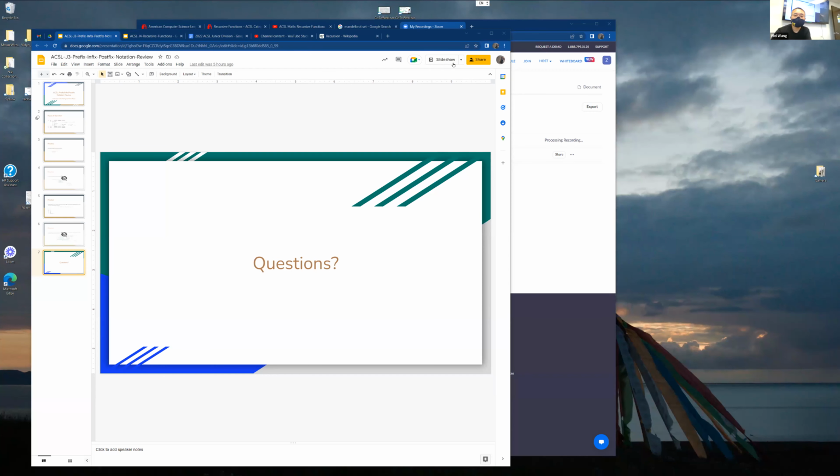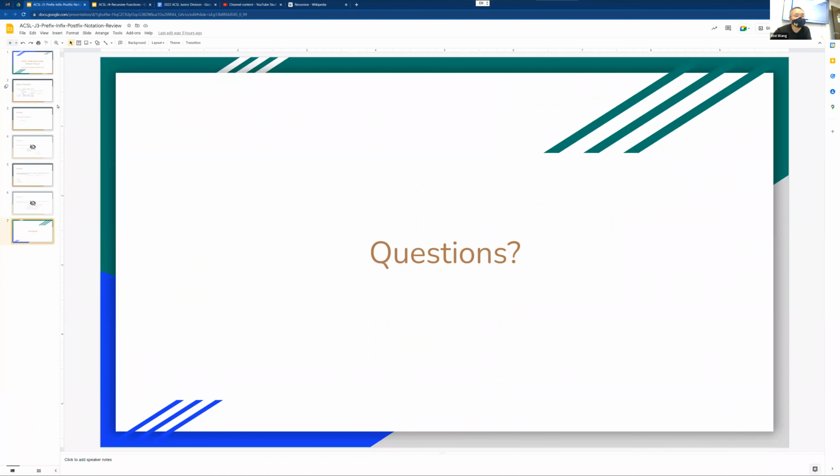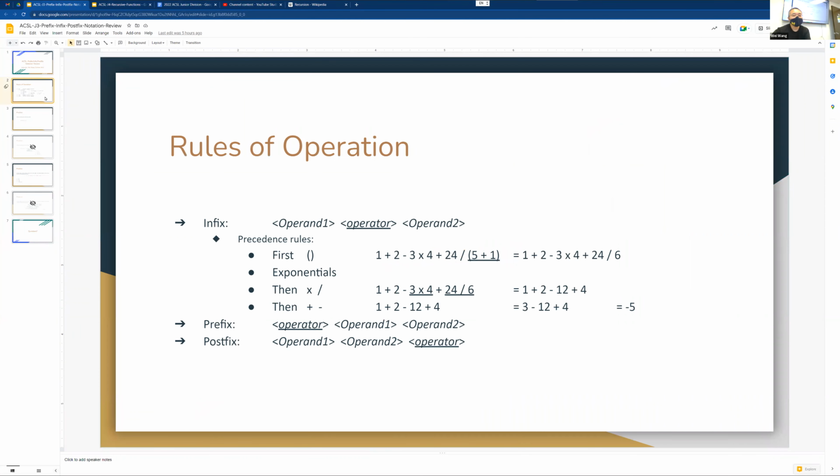Okay, so let me just repeat this a little bit for the recording. Okay, sorry about that. So this is what we went through last time, right? Last session with infix, prefix, and postfix notations for expressions.